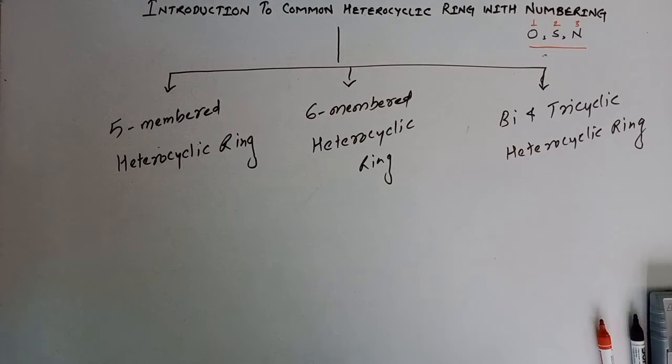Heterocyclic rings are cyclic rings which most commonly contain oxygen, sulfur and nitrogen as atoms in their structure. I have divided these heterocyclic rings into three categories: 5-membered heterocyclic rings, 6-membered heterocyclic rings, and bi and tricyclic heterocyclic rings. I will discuss them in three lectures. In the first lecture, I will cover only the important 5-membered heterocyclic rings, which are essential for all the B Pharmacy, D Pharmacy, and GPAT aspirants in order to memorize the structure of a drug molecule.